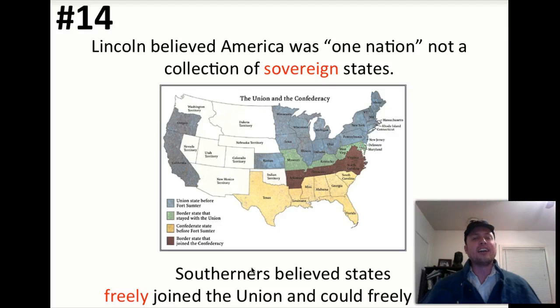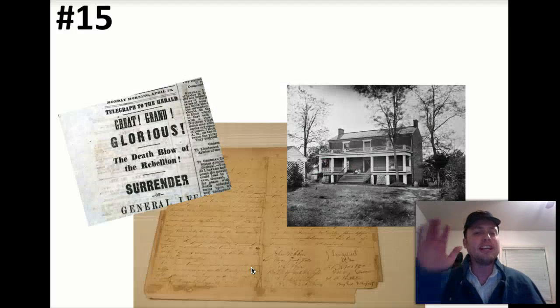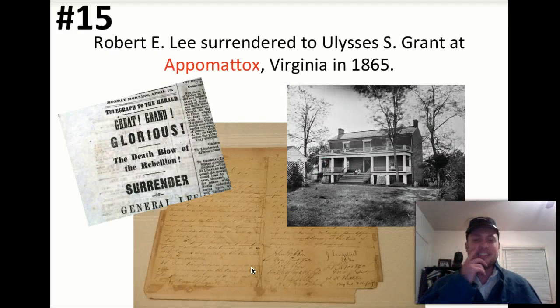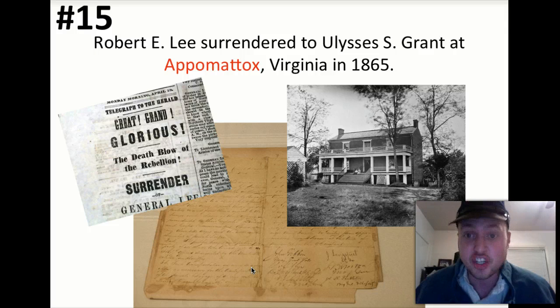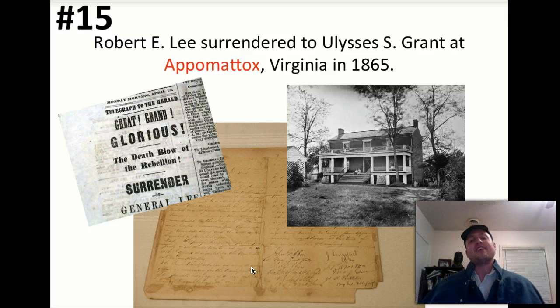So the war goes on and on for a few more bloody years, but then it ends in 1865. Robert E. Lee surrendered to Ulysses S. Grant at Appomattox, Virginia, in 1865, just west of Richmond, the capital of the Confederacy. And what great news! This war is finally over.